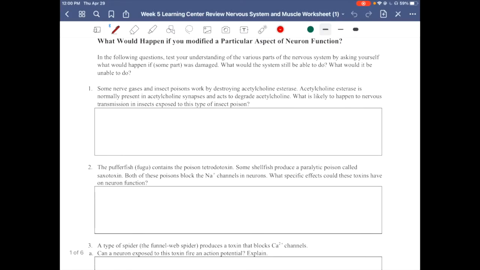So the first question says, some nerve gas and insect poisons work by destroying acetylcholine esterase. Acetylcholine esterase is normally present in acetylcholine synapses and acts to degrade acetylcholine. What is likely to happen to nervous transmission in insects exposed to this insect poison? All right, does anyone have any guess on what will happen if the insect is exposed to this poison?